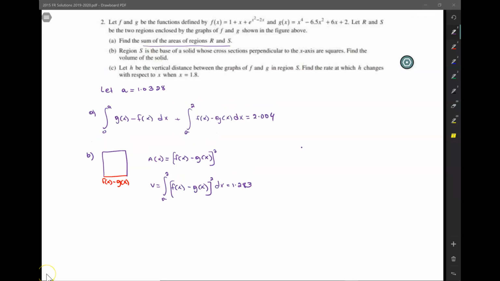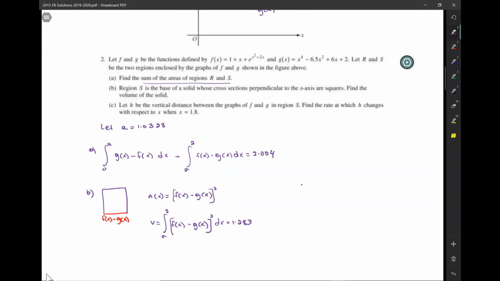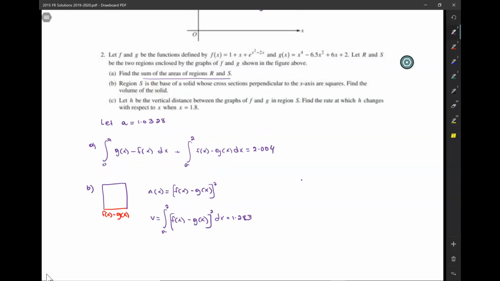So let's H be the vertical distance between the graph of F and G in region S. Find the rate at which H changes with respect to X when X is 1.8. Here is another example where you have a very traditional looking problem, A and B, you've seen this a billion times, and now they throw C in there to see how much you've understood.